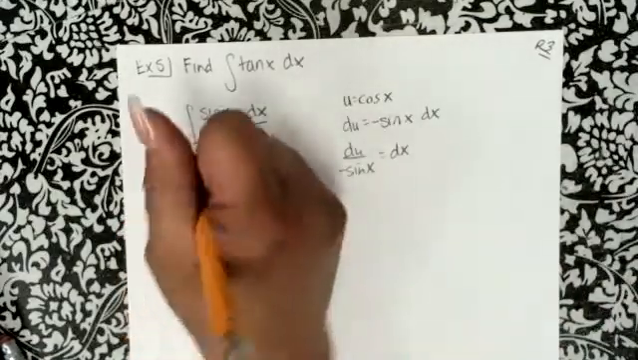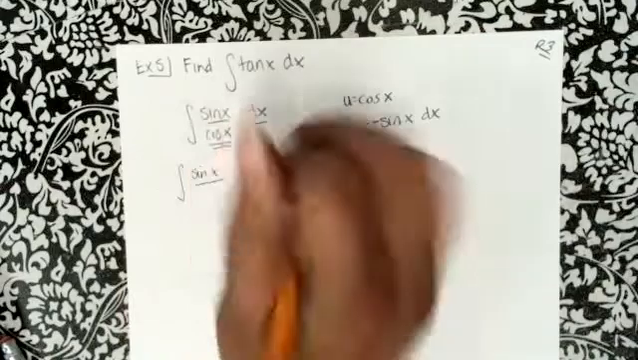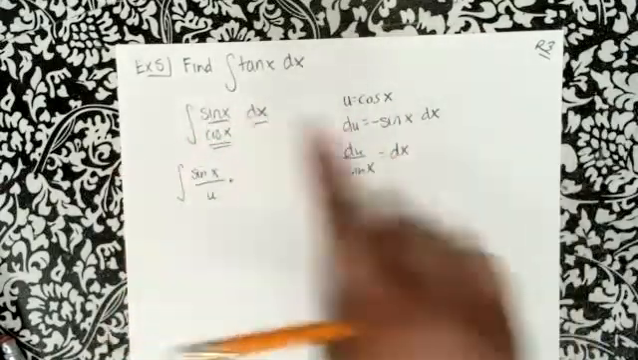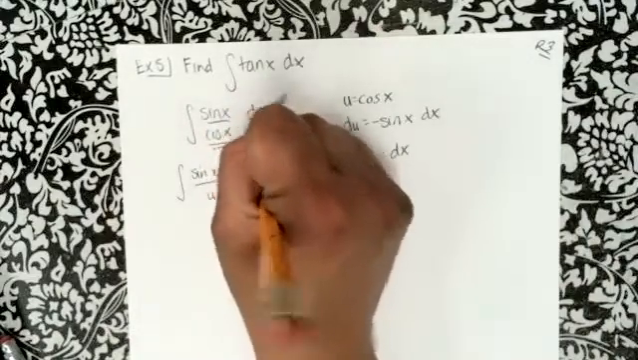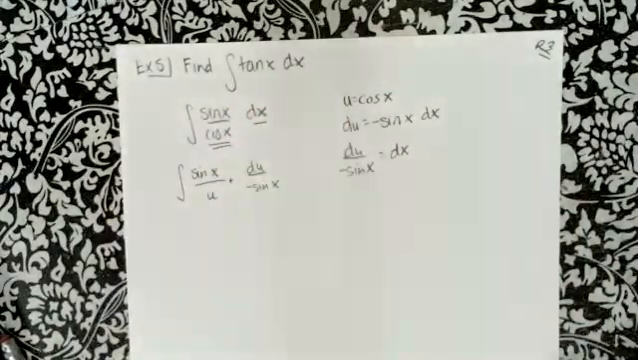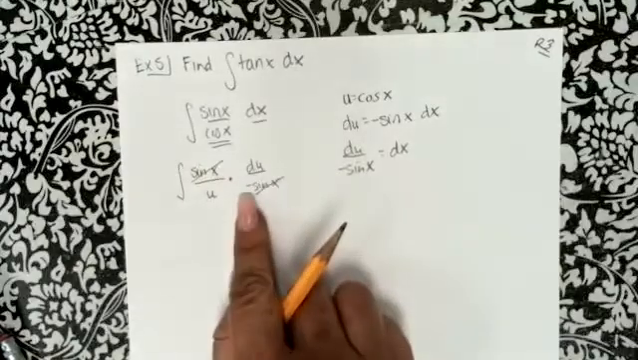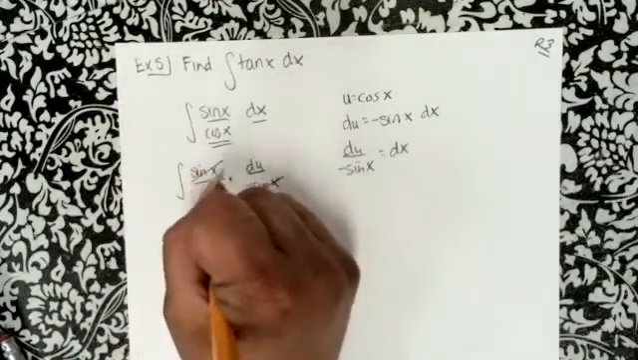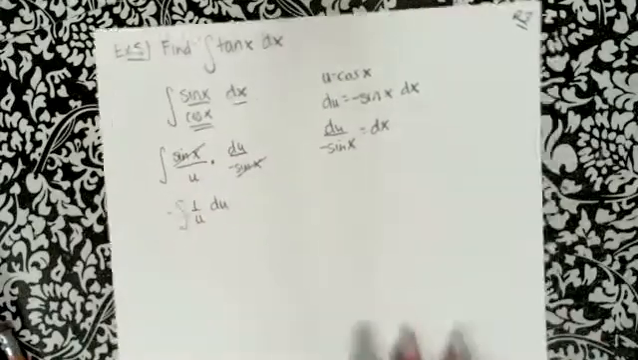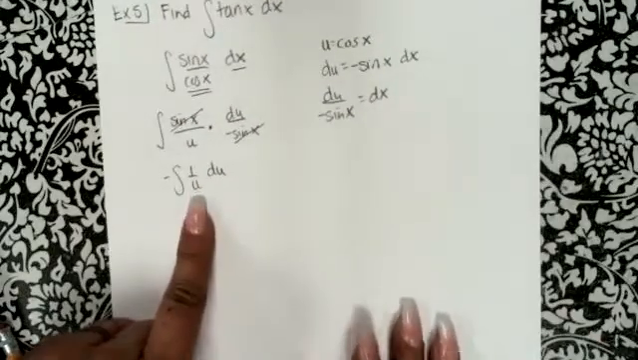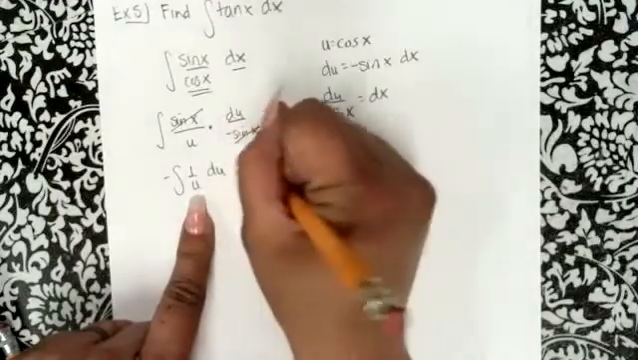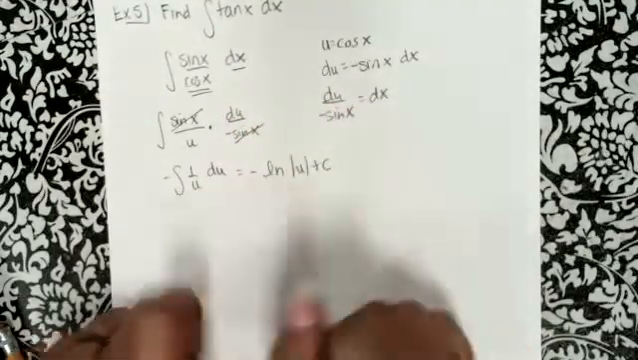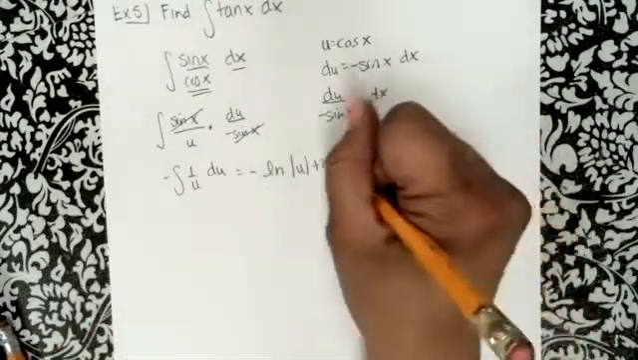Keep the numerator, so keep the sine x. Cosine x is going to be the u. Dx is going to be du over negative sine x. Don't lose that negative. That negative is going to go out in the front. Antiderivative of 1 over u is going to be natural log of u. Don't lose a negative. And then plug the u back in.